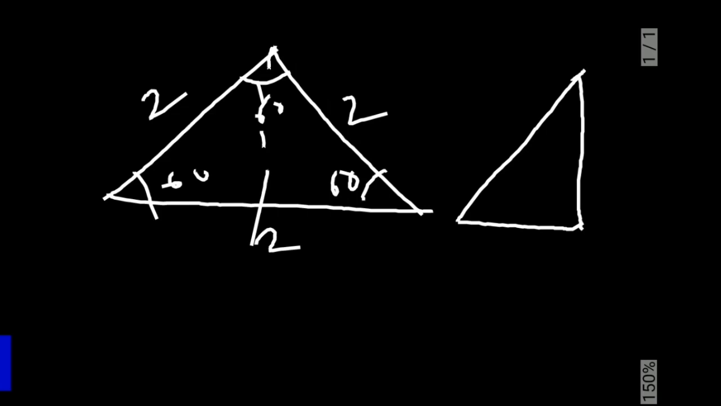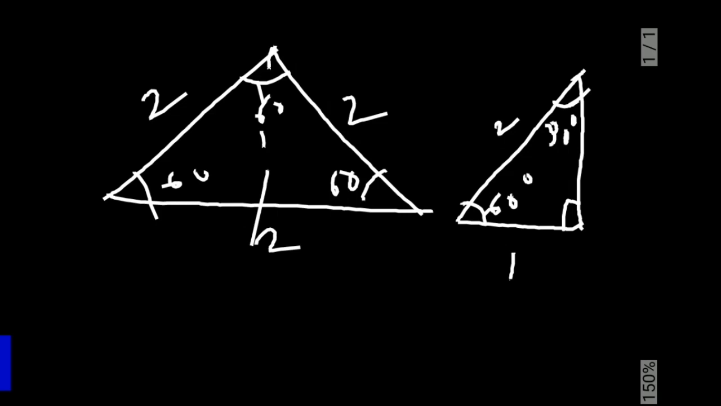The angle at the top is also divided into 2, so we have an angle of 30 degrees here, 30 degrees here, and we have 90 degrees here since it's a perpendicular bisection. And here we still have our 60 degrees. Here we have 2, and since it's divided into 2, we have 1 here, so we have to get this side.